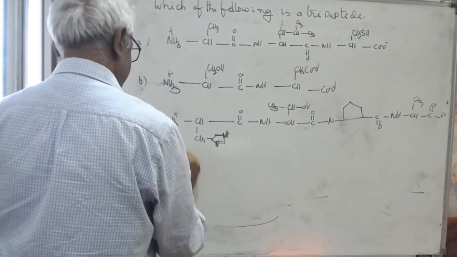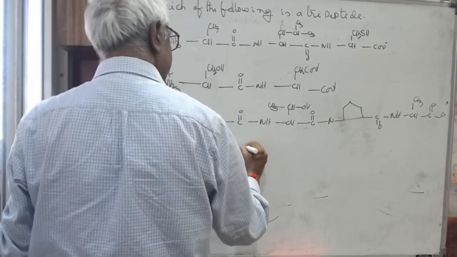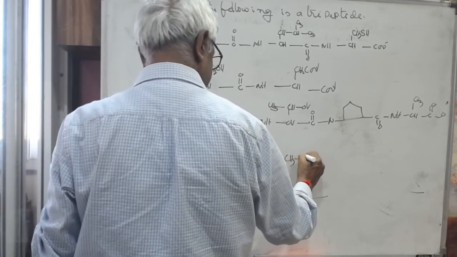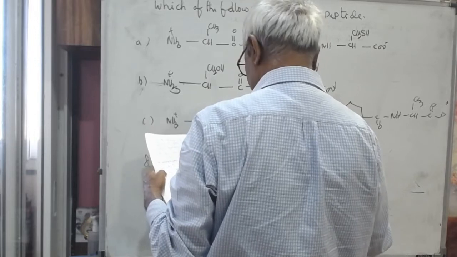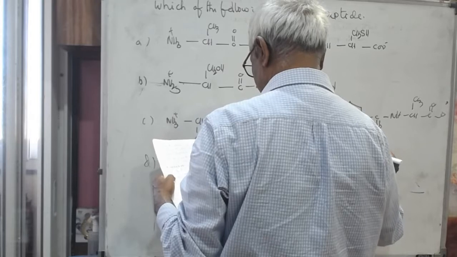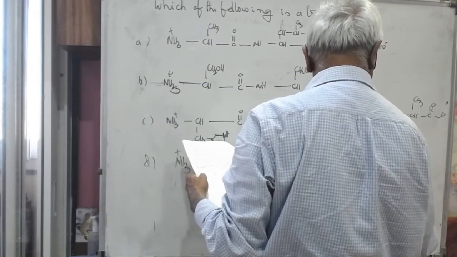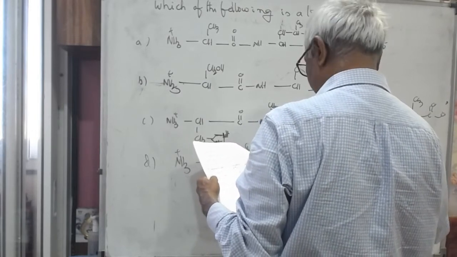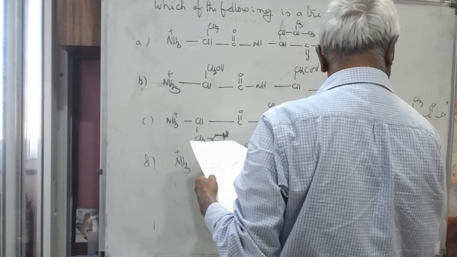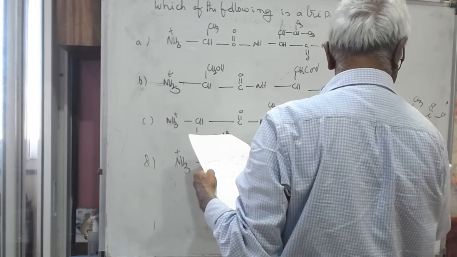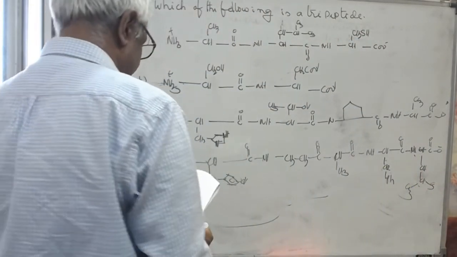D: NH3 plus, CH, CH2, tyrosine group, CO, NH, CH2, CH2, CO, CH, CH3, CO, NH, CH, CH2, PH, CO, NH, COO minus, and here NH, here CH, CH, CH, CH3, CH3. Which of the following is a tripeptide?